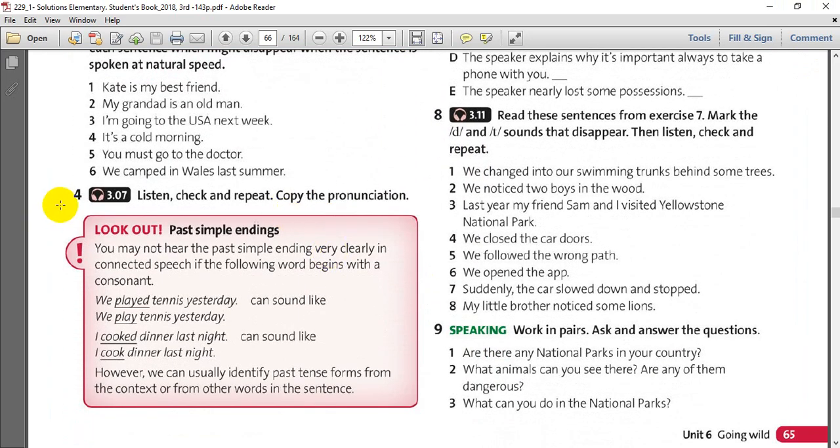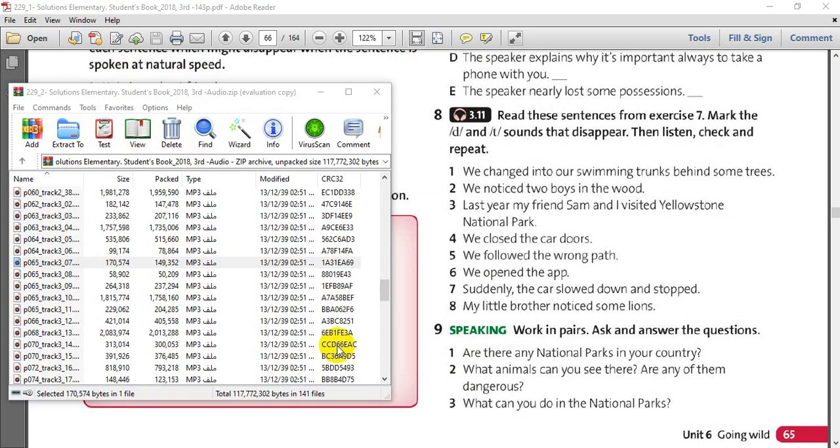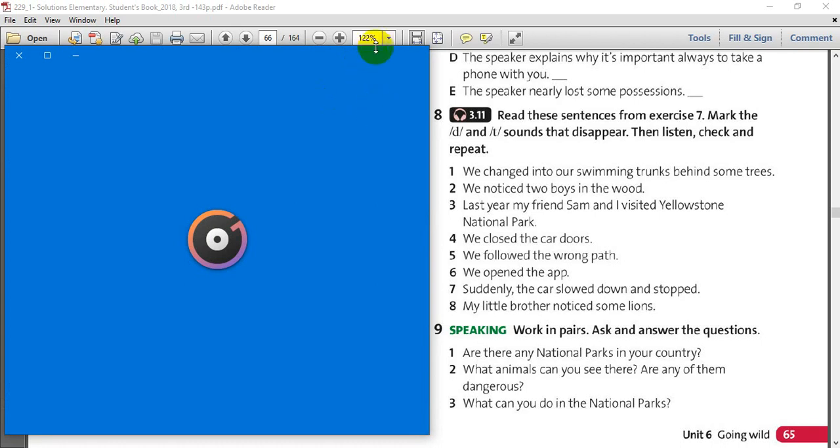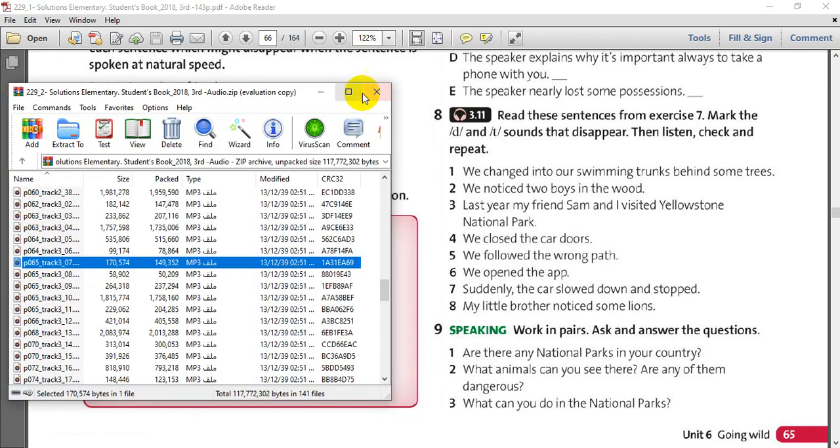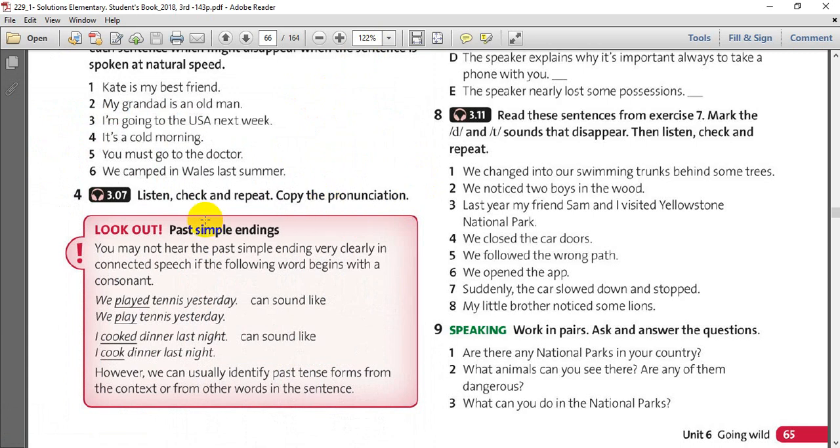Now exercise number 4. Listen, check and repeat. Copy the pronunciation. Now listen and repeat. Now. Lesson 6C. Exercise 4.